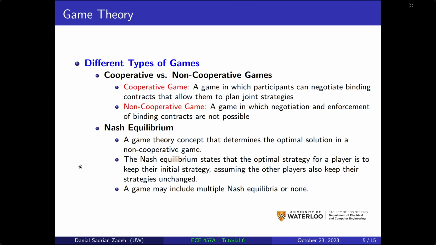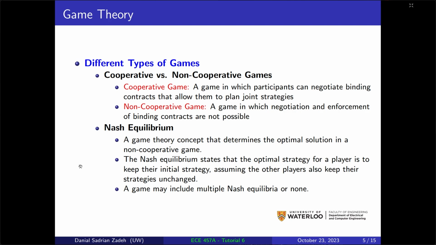So, a cooperative game is a game in which participants can negotiate binding contracts that allow them to plan joint strategies. So we have joint strategies here, which means cooperative. When we do not have those joint strategies, like a game in which negotiation and enforcement of binding contracts are not possible, that game would be a non-cooperative game.